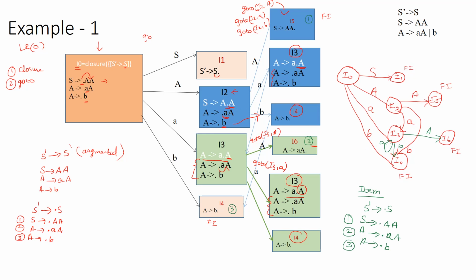Similarly, now you consider I3. I3 on capital A goes to I6, I3 on small a goes to I3 itself, and I3 on small b goes to I4. So we can stop here. Now I4 is the final state, we can stop there. I5 is also a final item, I6 is also a final item, so we can stop here.